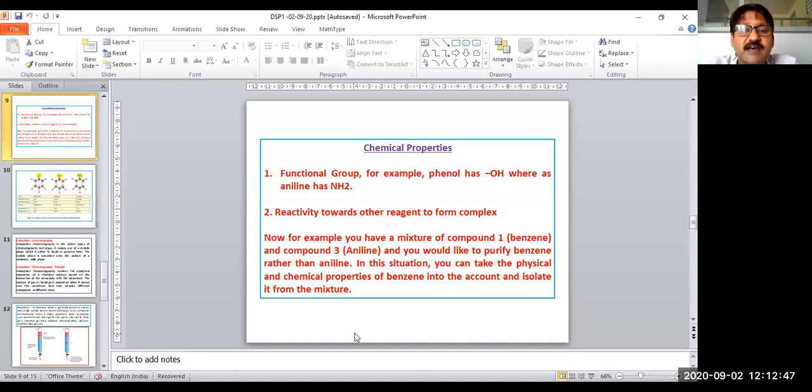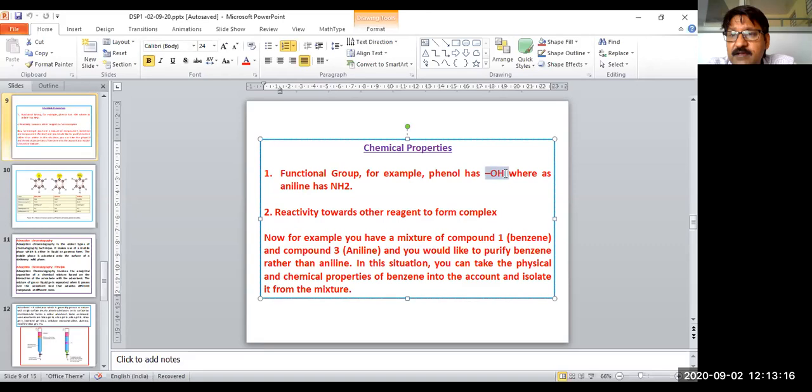Otherwise, it is a reactivity towards the reagent, which may form a complex. For this example, a mixture of component 1 benzene and component 3, you'd like to purify benzene rather than aniline. In this situation, you can take the physical and chemical properties of benzene into account and isolate it from the mixture based on the operation. So you can choose, suppose you are choosing silica, it is possible. It will get adsorbed on the silica surface. So silica gel can be used.